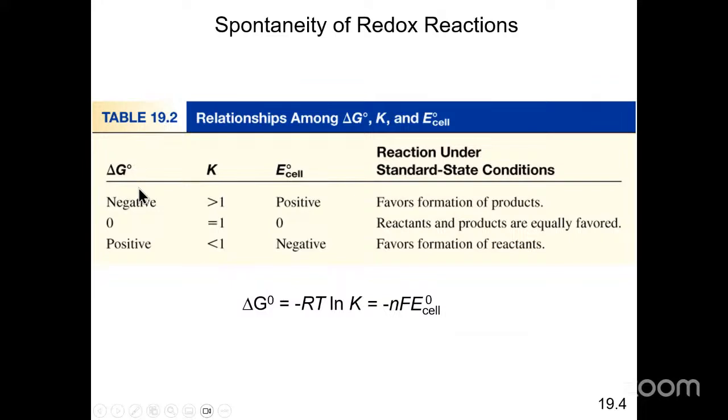So if delta G is negative, that means that the reaction favors the product. If delta G is equal to 0, that means that both reactants and products are equally favored. And if delta G standard is positive, that means that the reaction favors the formation of the reactants.